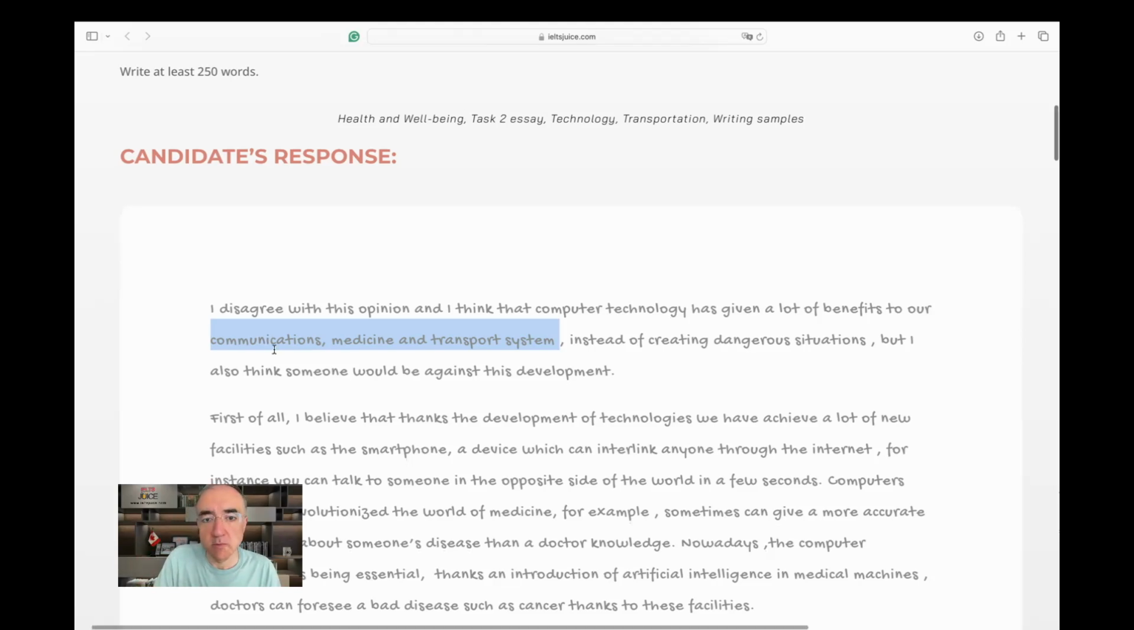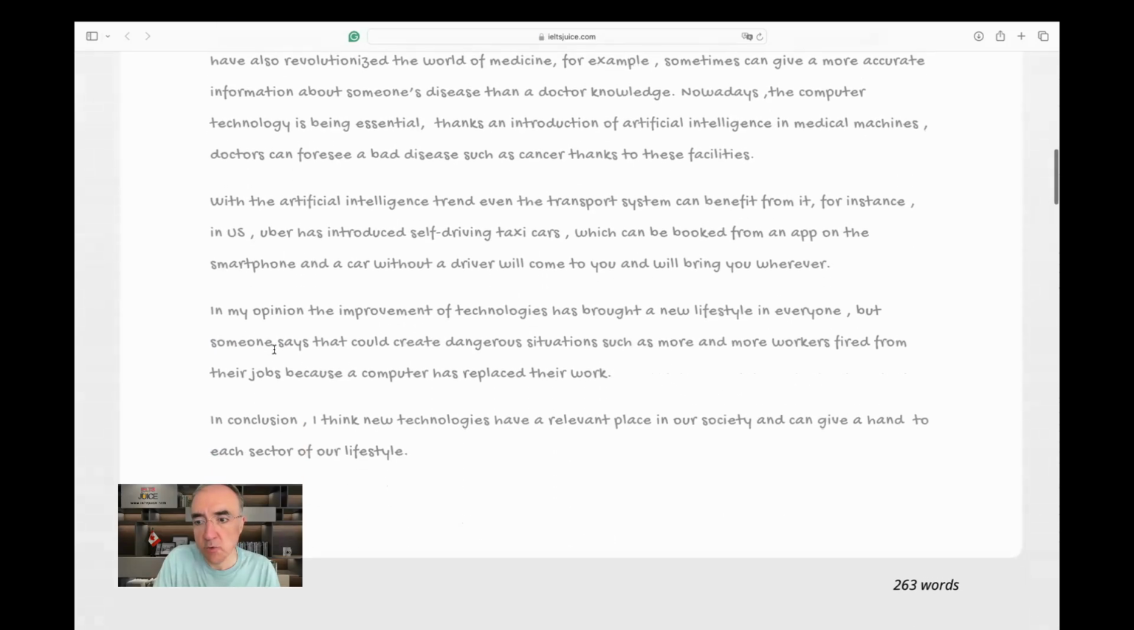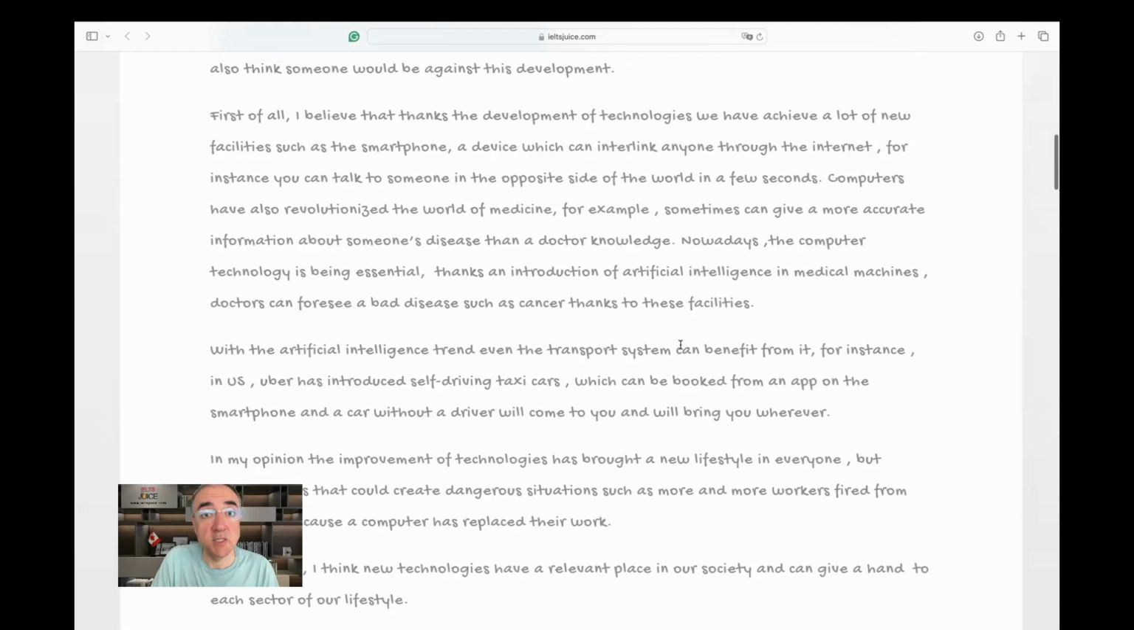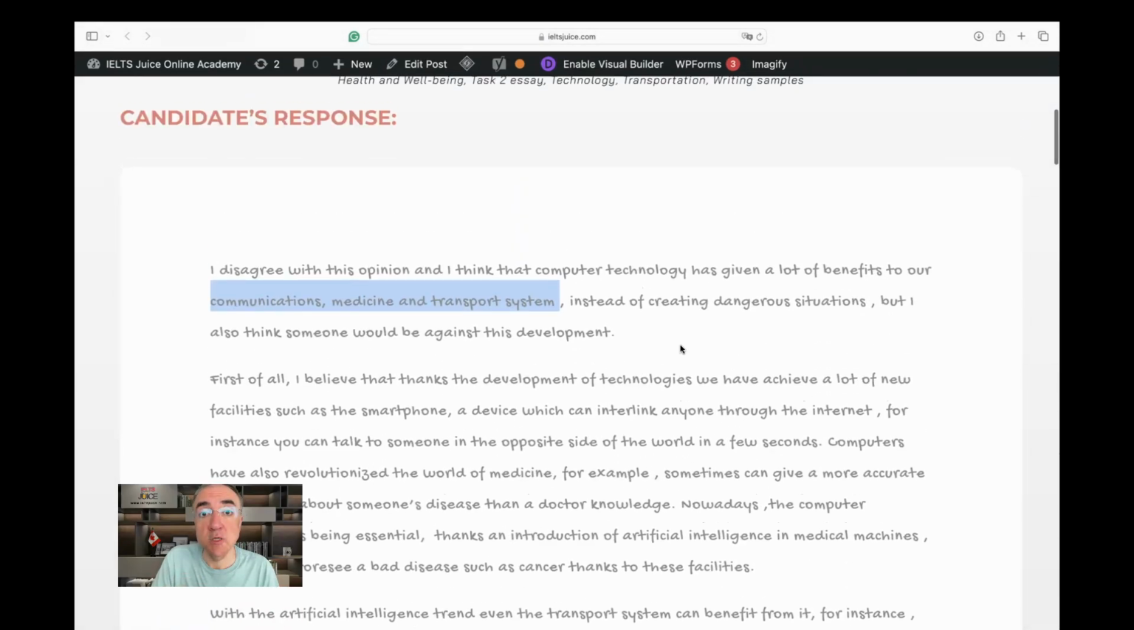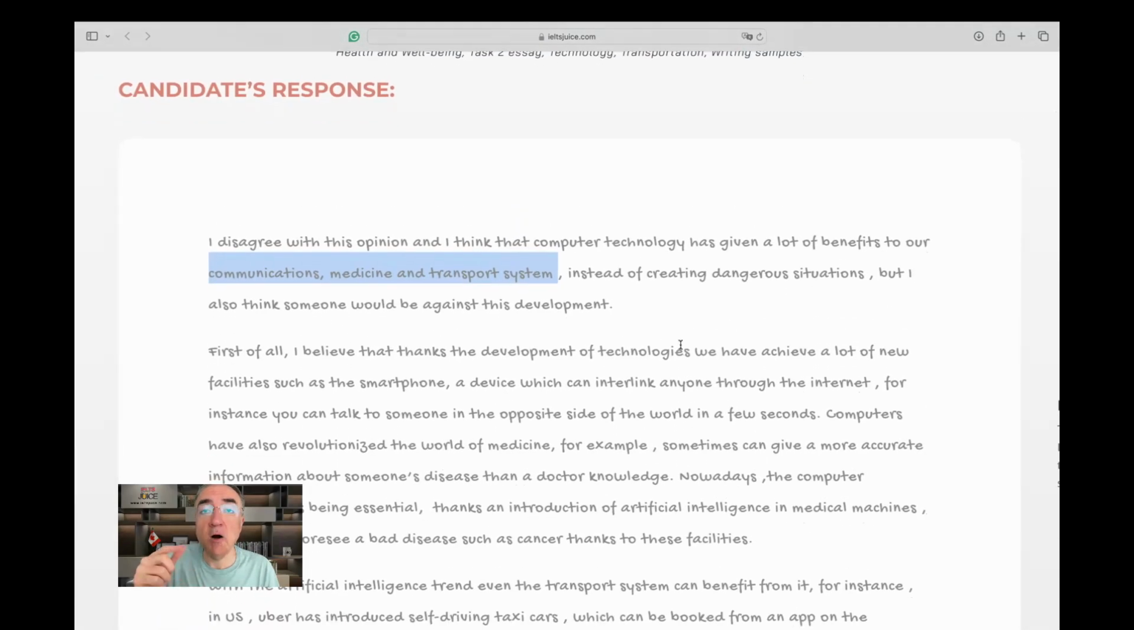So how many words did we write here? 263 words. They cut 5 words and they're going to say you have written 258 words. Very risky. You are just 8 words above the minimum standard. Very risky.